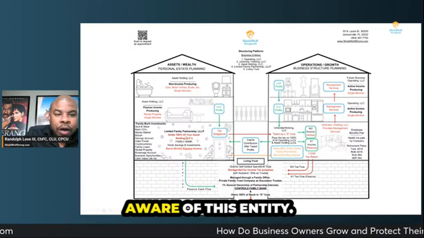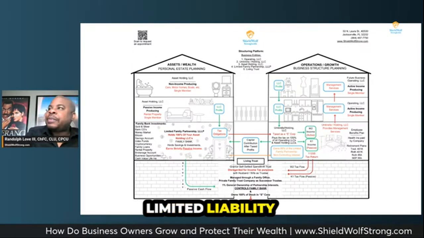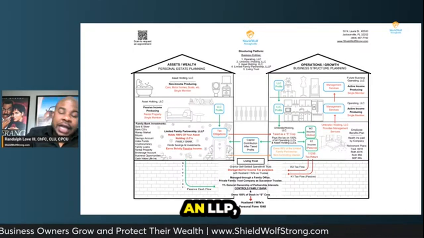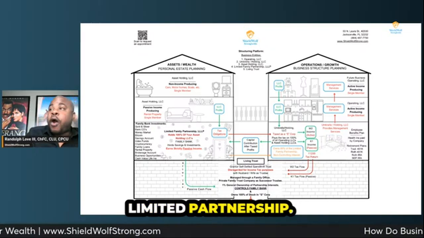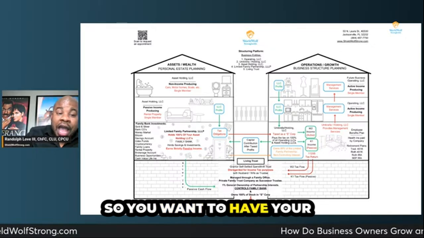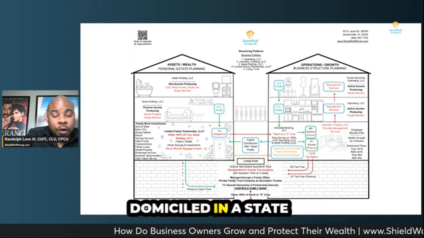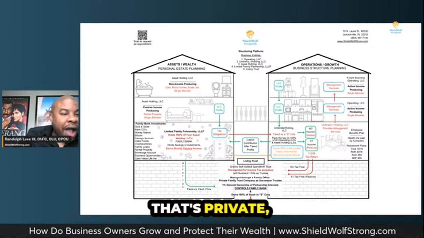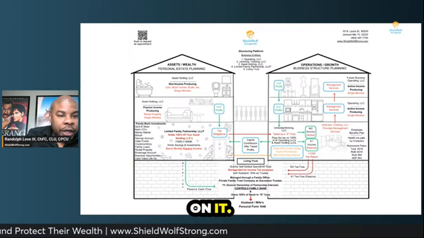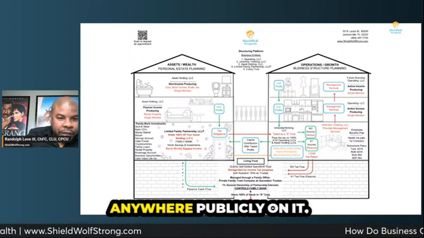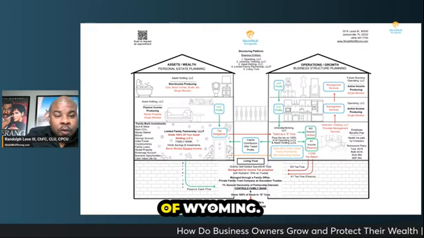Now, a lot of people are not aware of this entity. It's called an LLLP, a limited liability limited partnership. So you want to have your LLLP, limited liability limited partnership, domiciled in a state that's private, a state that doesn't have your name anywhere publicly on it, a state that doesn't have your address anywhere publicly on it. And one of those states is a state by the name of Wyoming.